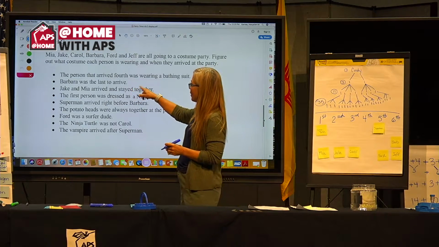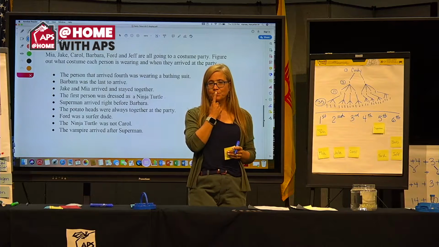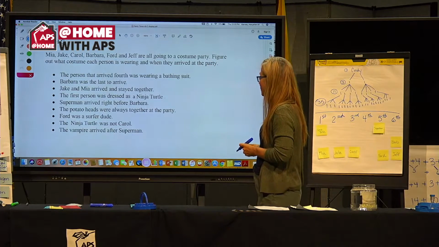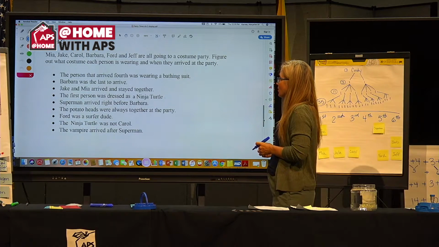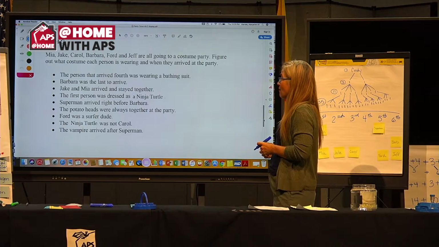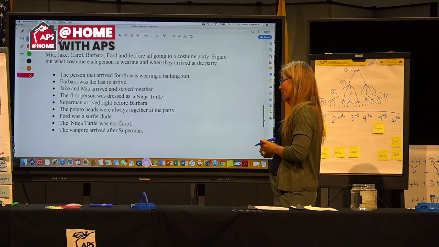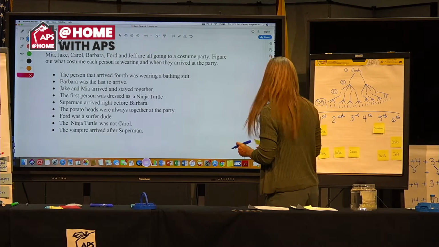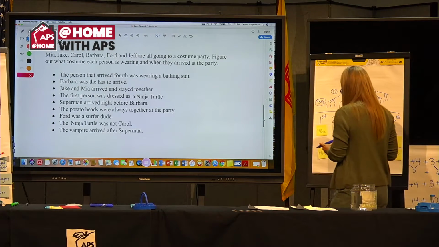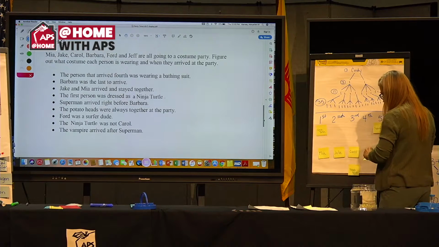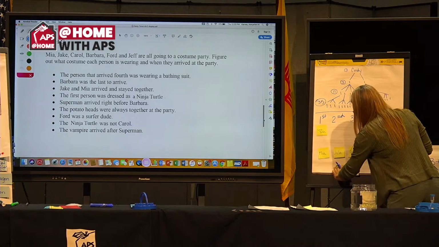Jake and Mia arrived and stayed together. We'll have to remember that. Ford was a surfer dude. The Ninja Turtle was not Carol. And a vampire arrived after Superman. So we know when Superman arrived. I made sticky notes for our other costumes also.